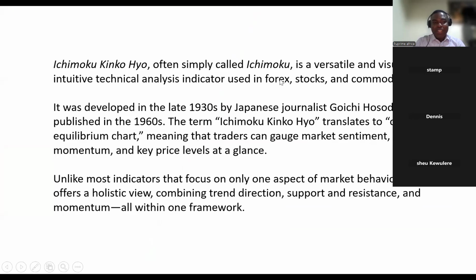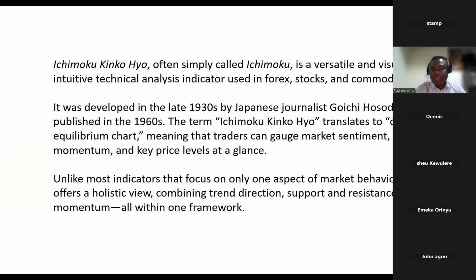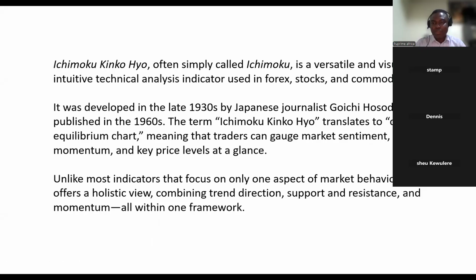Ichimoku Kinko Hyo, often simply called Ichimoku, is a versatile and visually intuitive technical analysis indicator used in forex, stocks and commodities. Versatile and visually intuitive means it is an indicator you can visually identify. You can spot it, you can look at it, and merely looking at it, if you know how to read it, you can easily determine whether the market is going to be buying or selling or ranging.